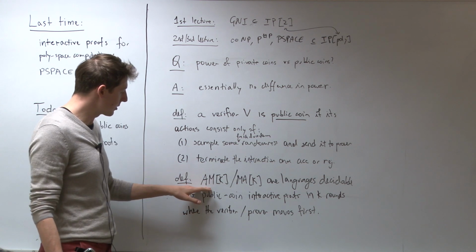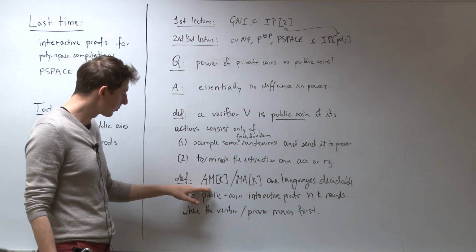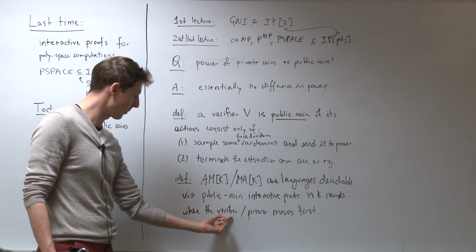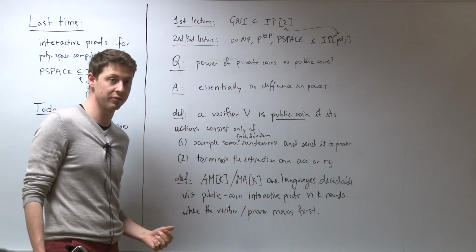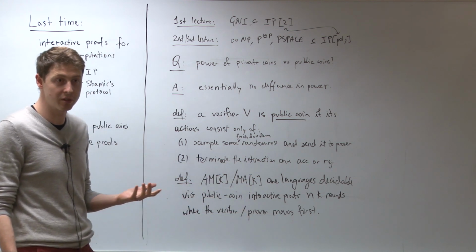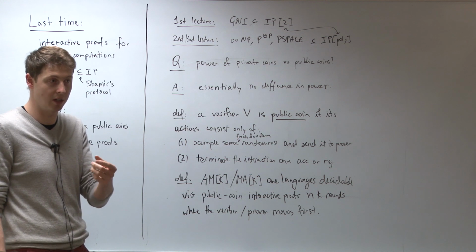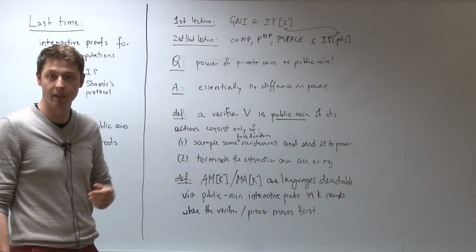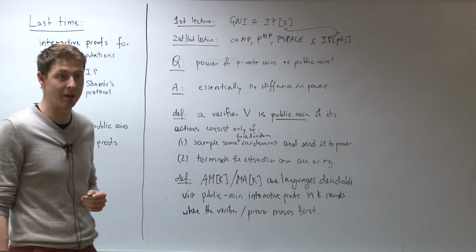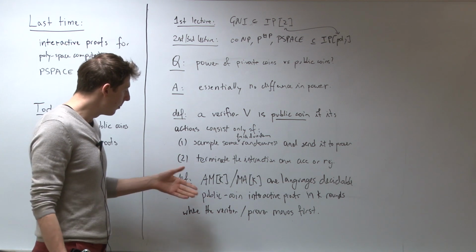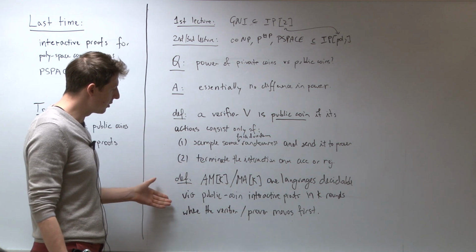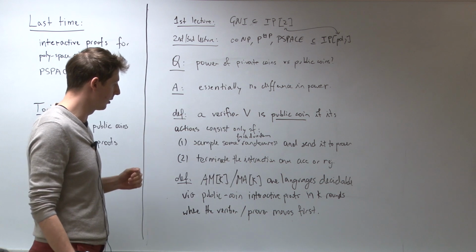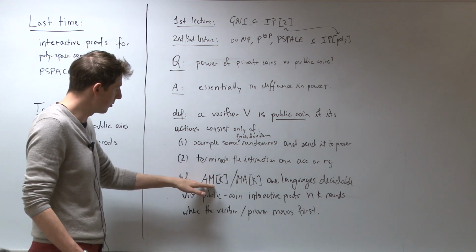Now, AM denotes the class of public coin protocols where Arthur moves first, so it's the verifier, that's why you put A first. And MA is when the prover moves first. The difference of who moves first only makes sense for low round complexity classes, because with many rounds you can always pad either direction by putting a dummy message in front. But for historical reasons, we don't use IP to denote these public coin protocols. We use AM and MA.